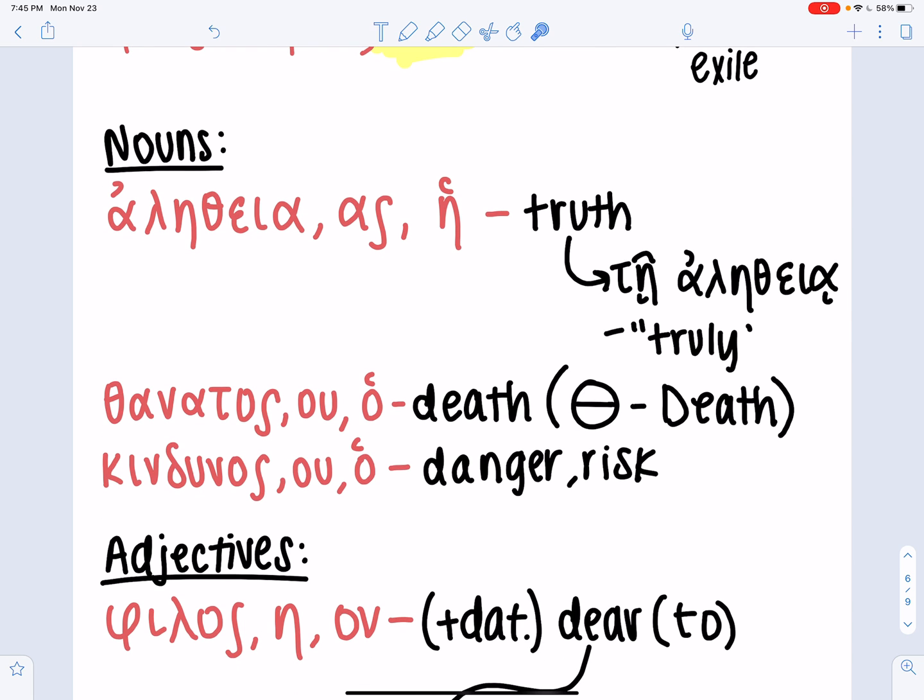Our next noun is thanatos. It means death. And this little weird note that I put just means that when you see a capital theta at the start of this word, it means death as in the capital sense. I guess as the personified god Death, if that makes sense. And then our last noun is kindunos, which means danger or risk.